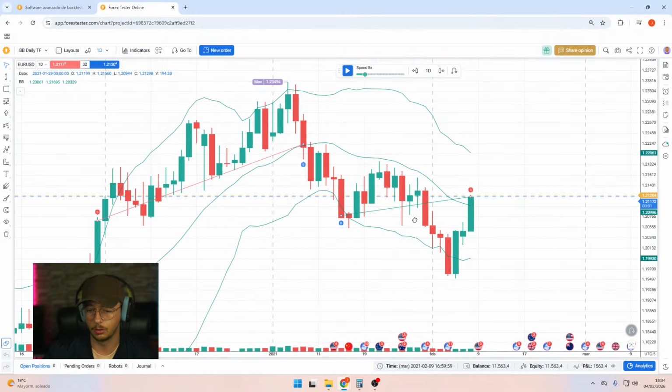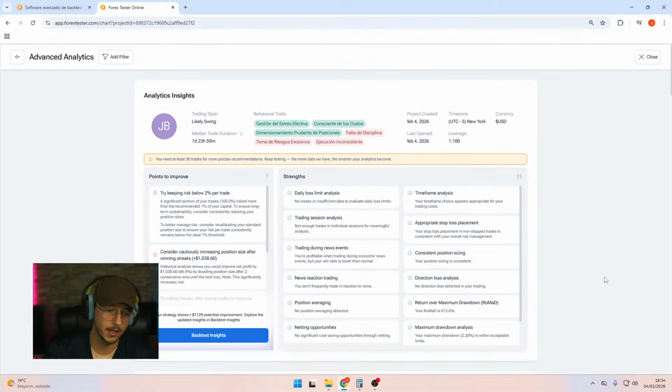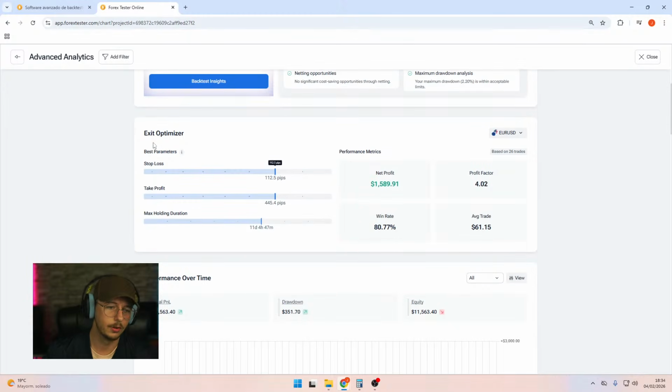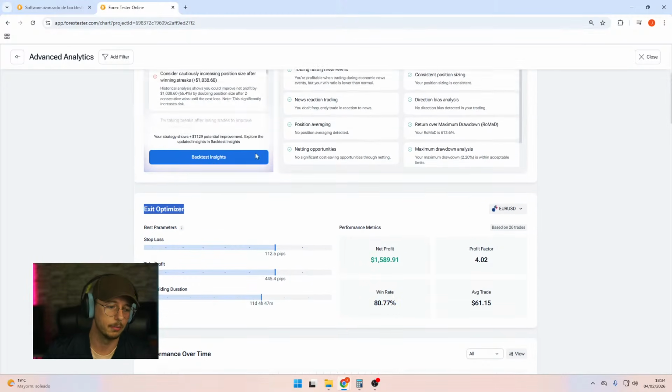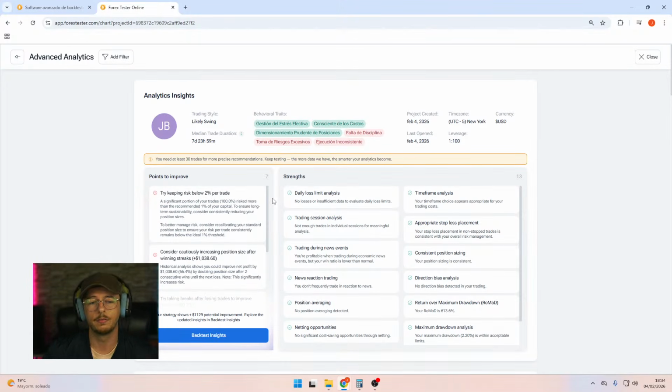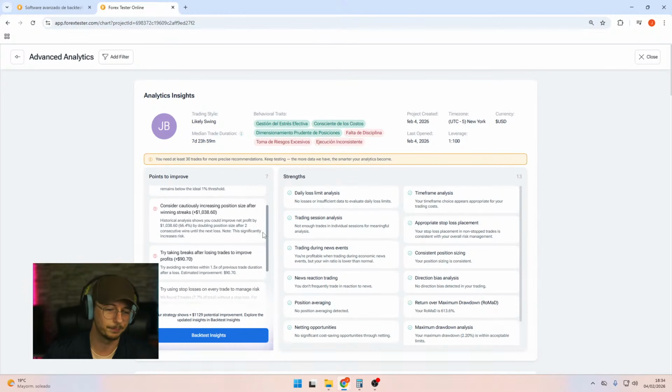And just so you can understand how the strategy works, I'm going to come back to analytics and show you how I improved the strategy. Because this time I did use analytics insight and the exit optimizer. So basically what we're going to do here is, first of all, we're going to check the points to improve. What do we have? Try keeping the risk below 2% per trade. I can't do that because I don't have a stop loss. So we're going to go down to the next one.